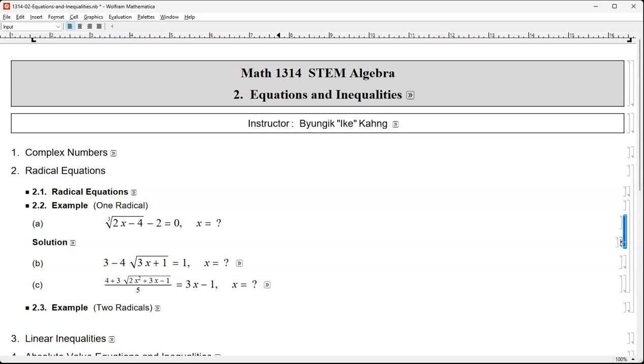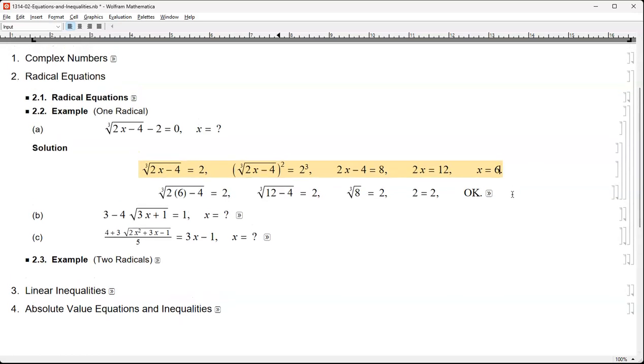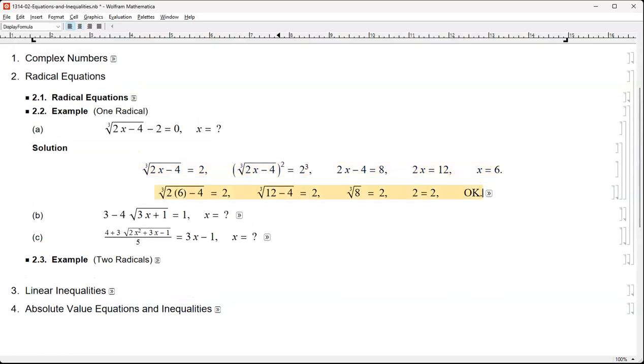Here, let me show you the answer key. Yep, we got the same computation and the same answer, and then here's the checking process. It works out. 2 times 6 is 12. 12 minus 4 is 8. So we get cubic root of 8. That's equal to 2. So it works out okay.